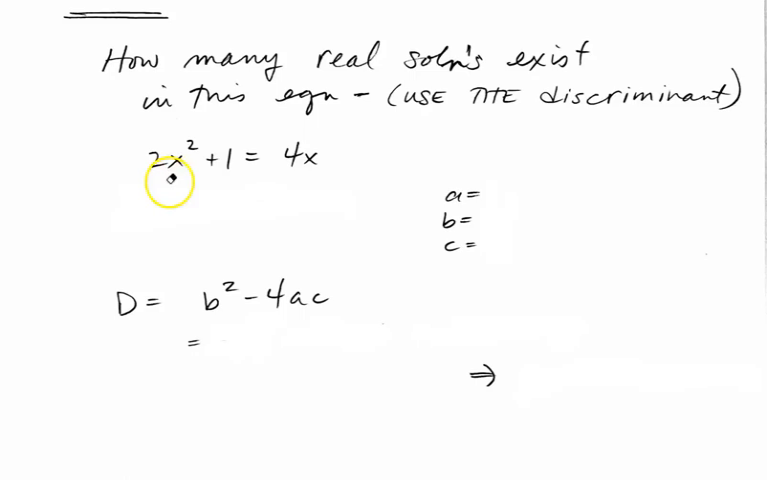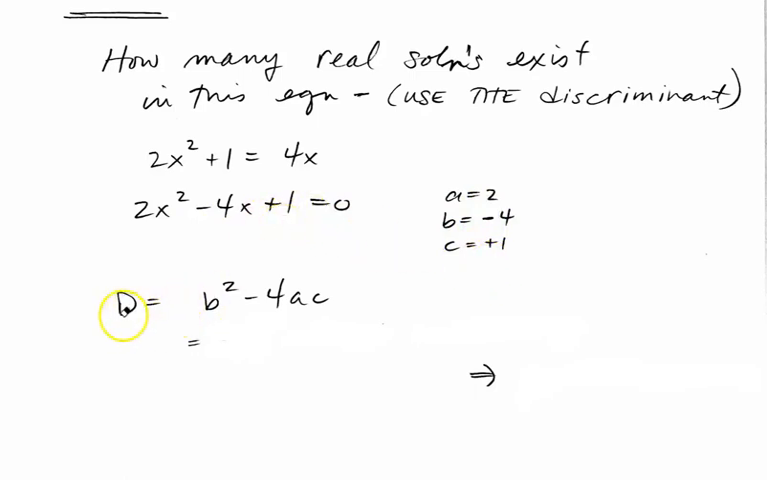And so I've got an equation right here, 2x squared plus 1. So that's not in standard form. So I'm going to bring the 4x over. So subtract 4x from both sides. And so now I've got an equation that has a proper form to it. A is equal to 2. B is equal to -4. Always remember your negative signs. And C is equal to +1.